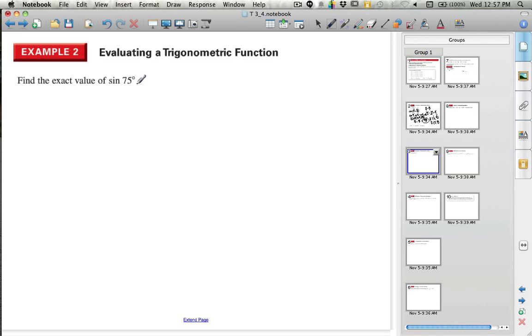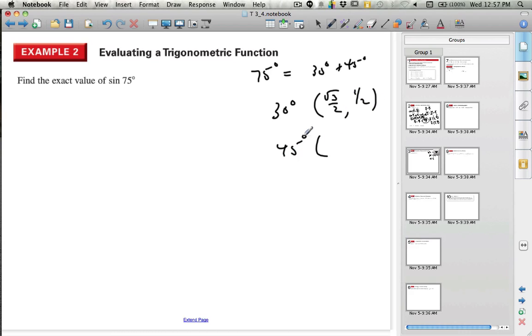So if we want to work with 75, I know that 75 degrees is 30 degrees, that's a common angle, plus 45 degrees, that's a common angle. When you start thinking about 30 degrees, my x-coordinate is radical 3 over 2, and my y-coordinate is 1/2. And with 45, like in the last problem, it's radical 2 over 2 for each item. So I'm going to add these together.